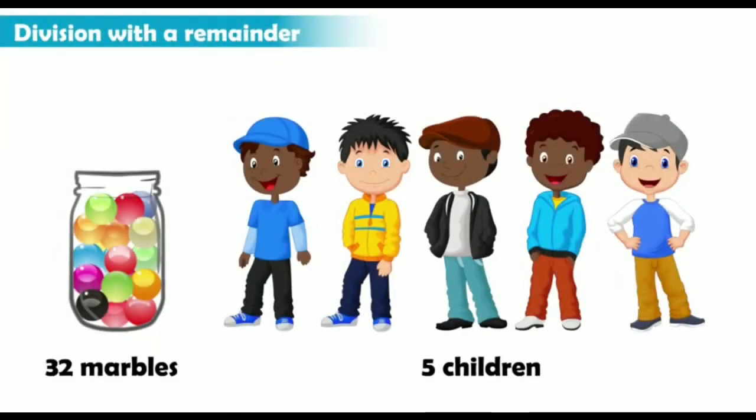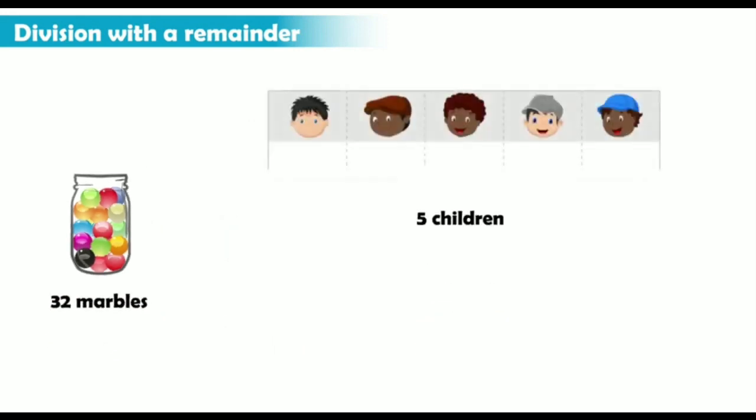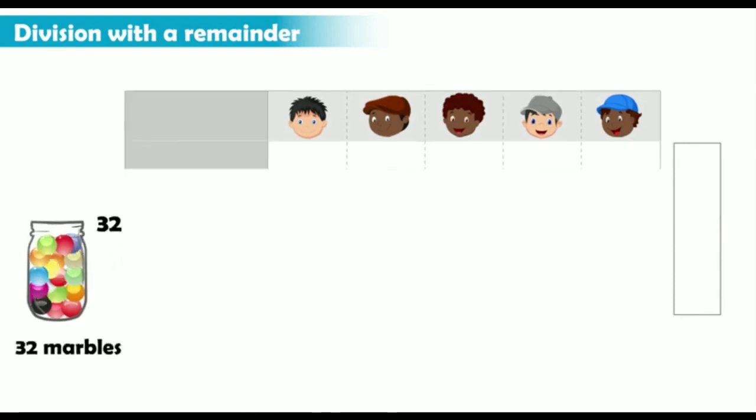Now suppose after 2 games another boy joined them to play a new game. Now Jim has to divide 32 marbles again among 5 people. Let us do the division using repeated subtraction and draw a marginal column on the side to keep count of the number of times we gave marbles to the players.